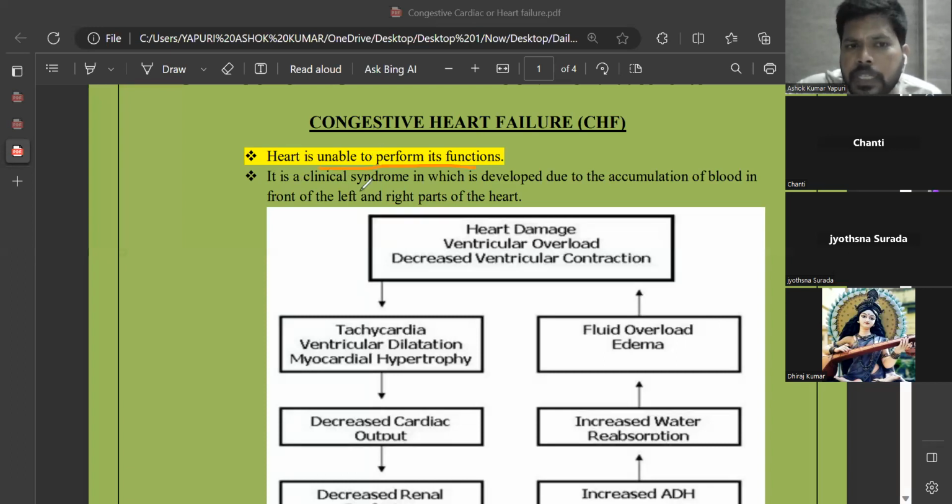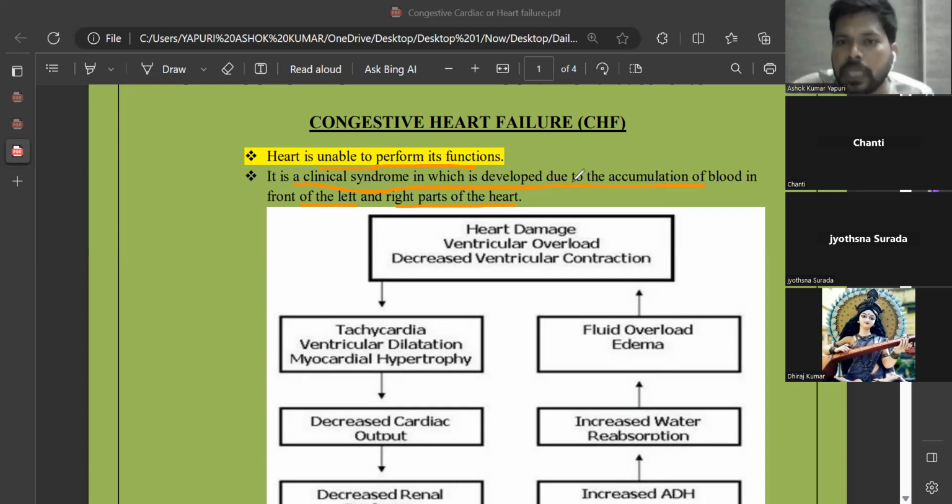It is a clinical syndrome that develops due to accumulation of blood in front of the left as well as right part of the heart. Simply, it is a disease of the heart in which the heart is unable to perform its function.